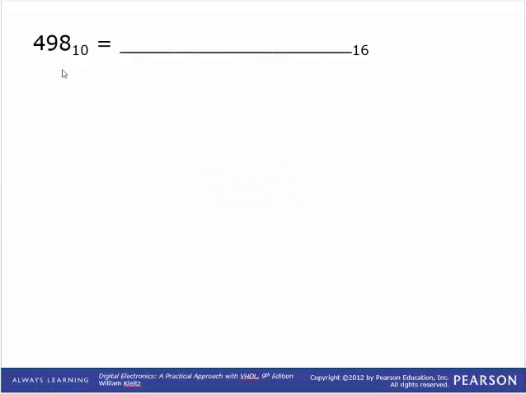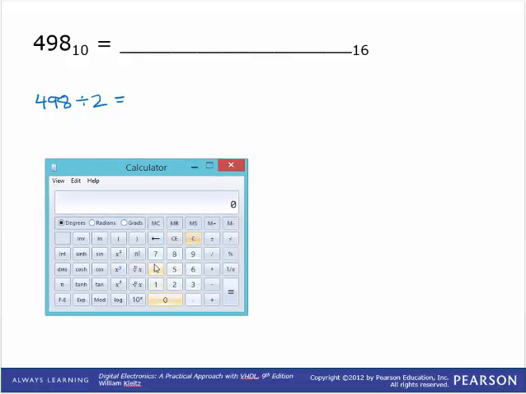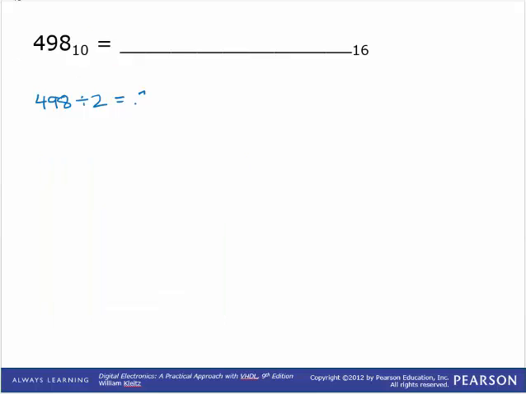So take your pick how you want to convert this to a binary number. One is by adding up the different weighting factors, the different powers of 2 until it adds up to 498. But I actually personally like the divide by 2 method. So 498 divided by 2 equals, and I think I need my calculator for that. Not really, but I'm going to. Equals 249 with no remainder.